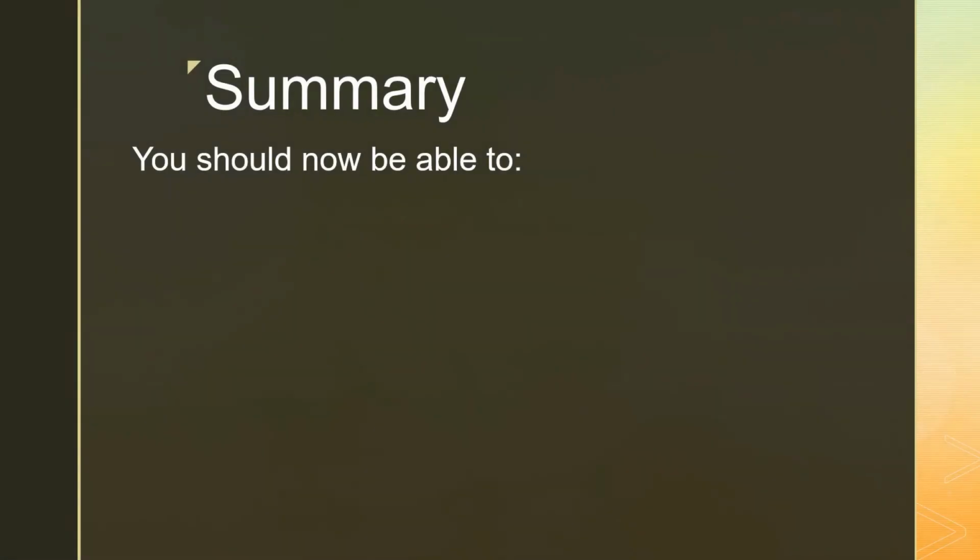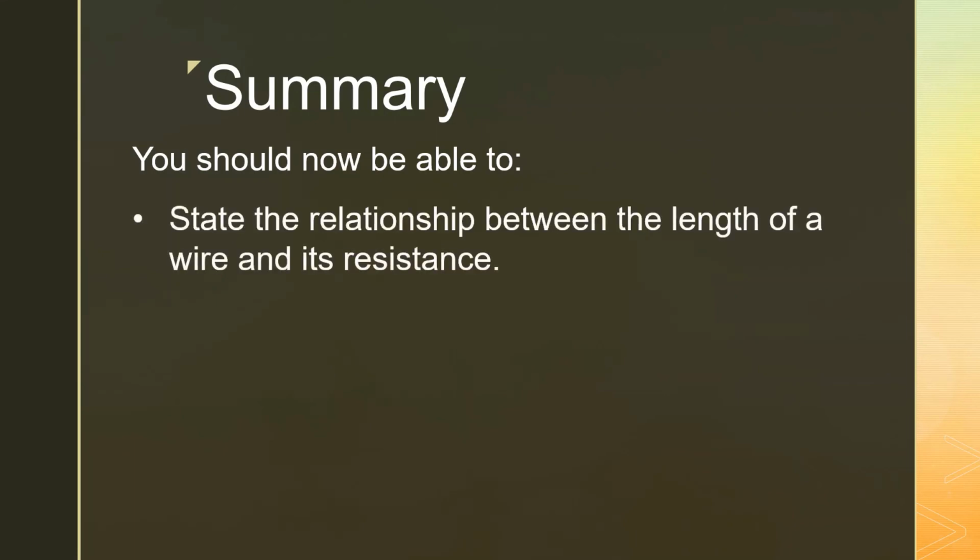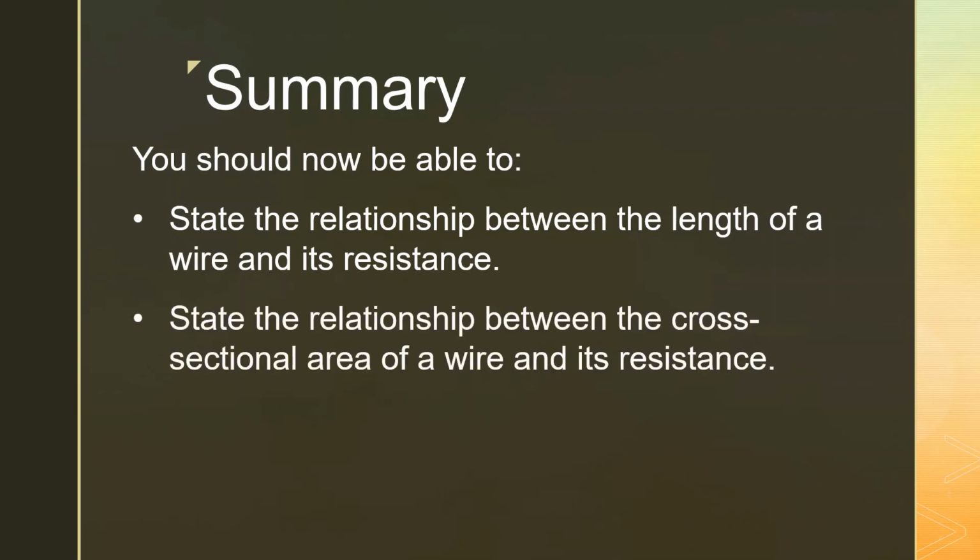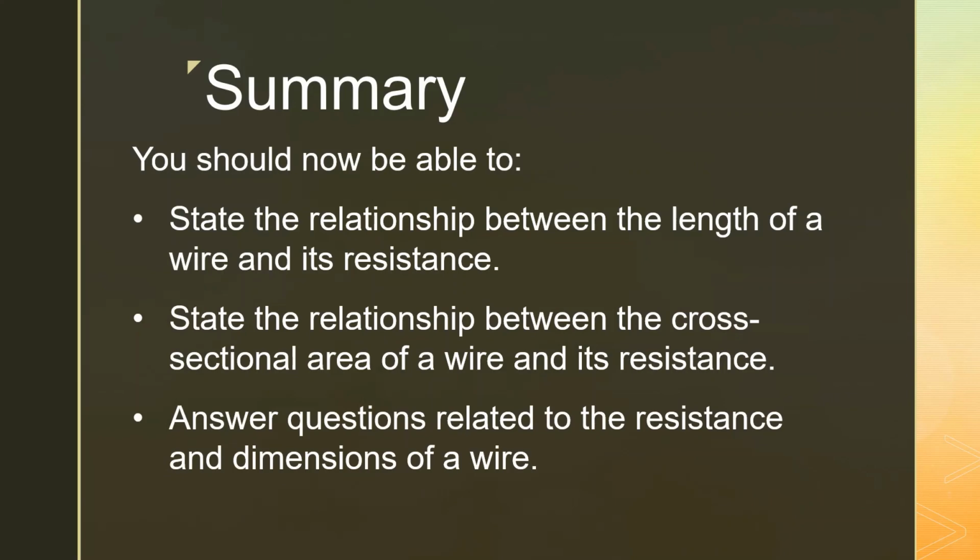So to finish off, I just want to summarize what we've looked at over the last 2 lessons. So you should now be able to state the relationship between the length of a wire and its resistance, i.e. that they are proportional. You should be able to state the relationship between the cross-sectional area of a wire and its resistance, i.e. they are inversely proportional. And you should be able to answer questions related to the resistance and dimensions of a wire.